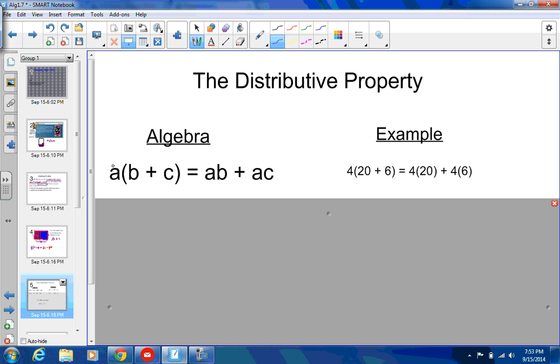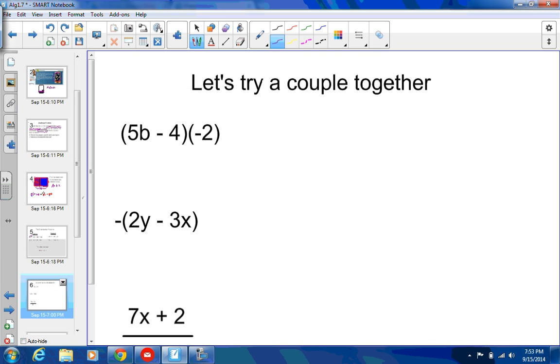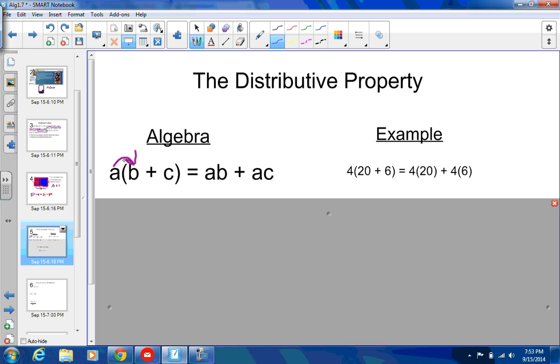What's happening here is you're distributing the a, that's why it's called the distributive property. Since this whole thing is multiplication, a times that, you're going to distribute that multiplication of a to the b and then to the c. And you'll get a times b, and you keep that addition sign, plus a times c, because you distribute to the c as well.